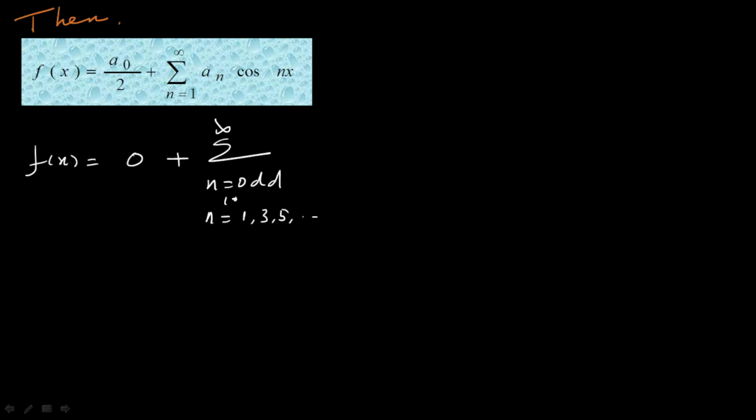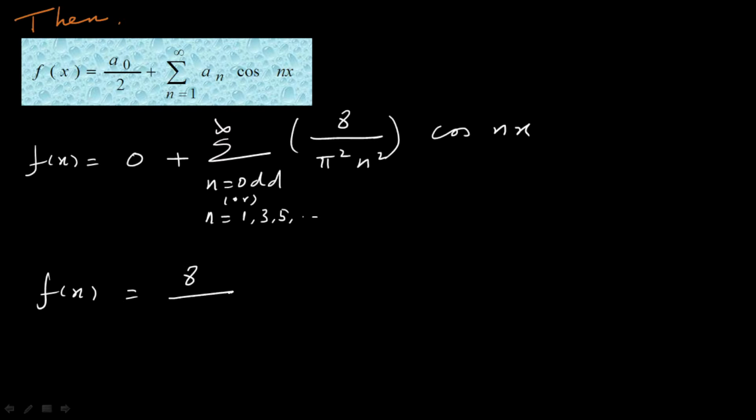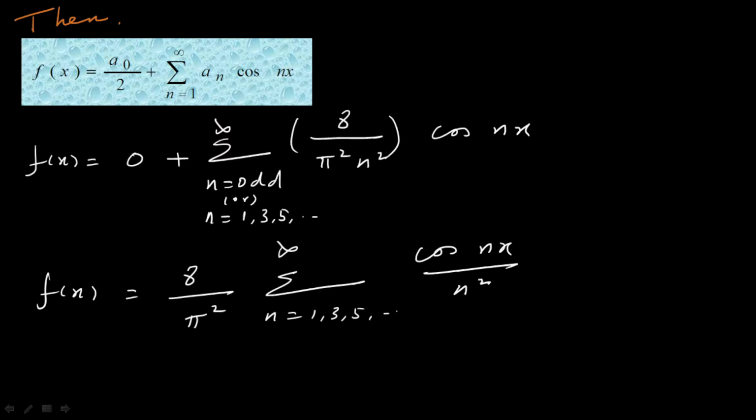To infinity, whatever that may be. Okay. So the value of a_n we calculated is 8 divided by pi square n square cos nx. That's all. So your f of x is equal to, here 8 divided by pi square is a constant, so take it outside of the summation. Sigma, n varies from 1, 3, 5 to infinity, cos nx divided by n square.